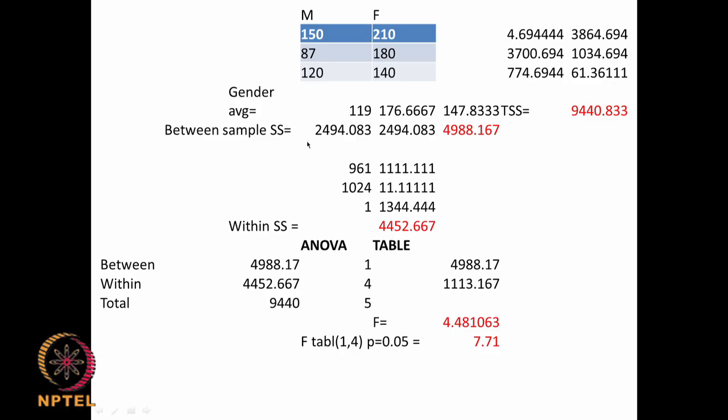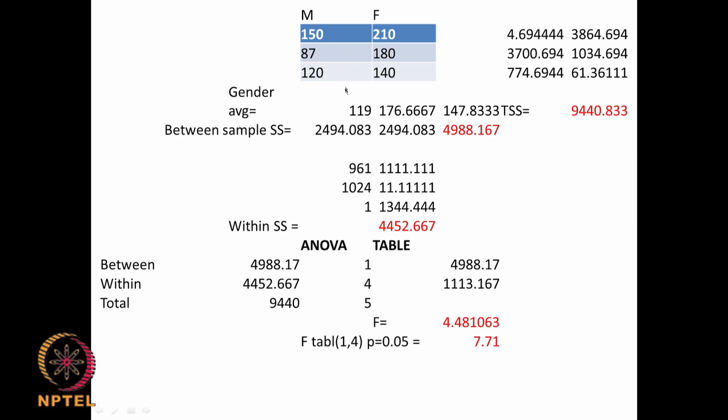Now, there is something called between sample sum of squares. For each sample you have an average, so you look at the difference of each one of these from the global average. This 119 is different from the global average, so you subtract it, square it up, and since this has happened because of 3 data points, multiply by 3. Now, you subtract the female average 147, square it up, multiply by 3. You add all these, and that will give you between samples.